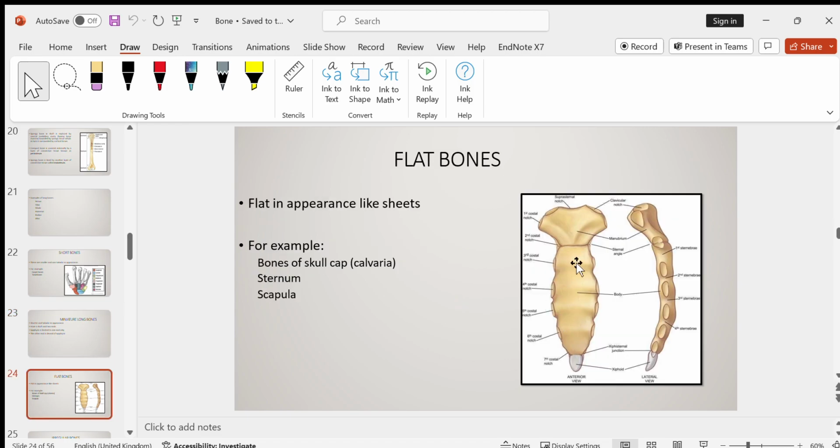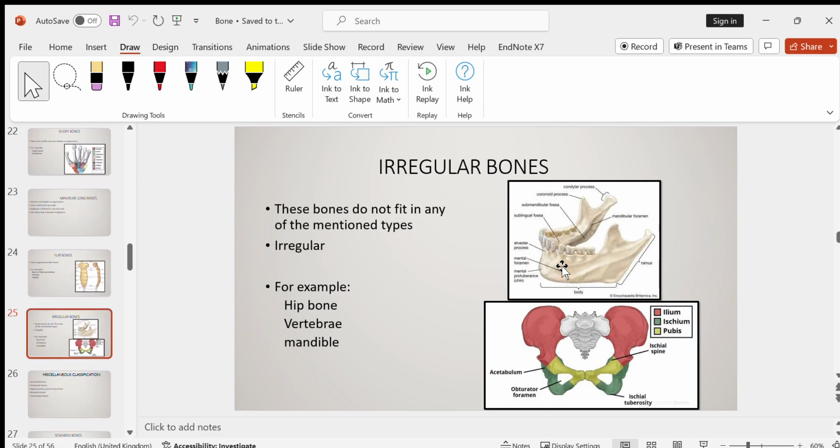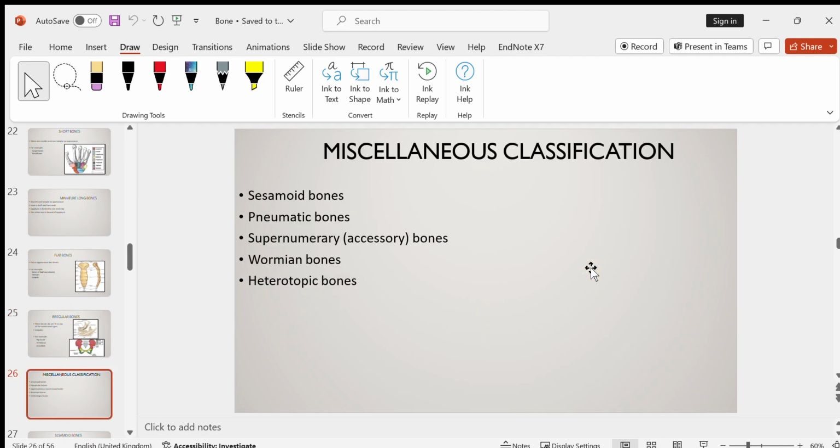Flat bones are the bones that are flat and sheet-like, and an example of flat bones is the manubrium and sternum that we can see in this picture. This sternum is a flat bone. Another example is the bones of the skull cap, and the scapula is also a flat bone. Next is the irregular bone. Irregular bones are those that do not fit in any of the previous classifications that I have mentioned. Typical examples of irregular bones are the hip bone and the mandible. Vertebra is also an example of irregular bones.